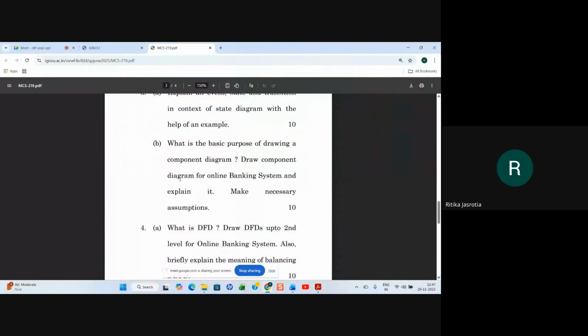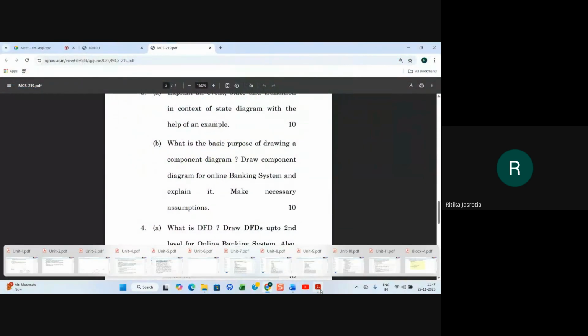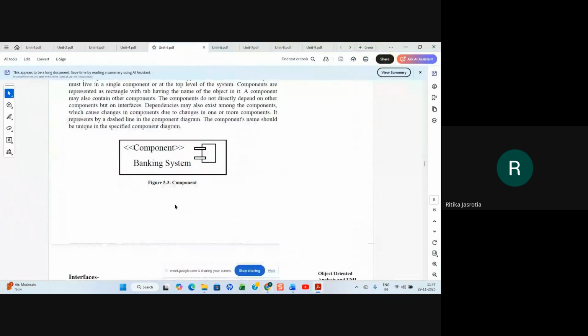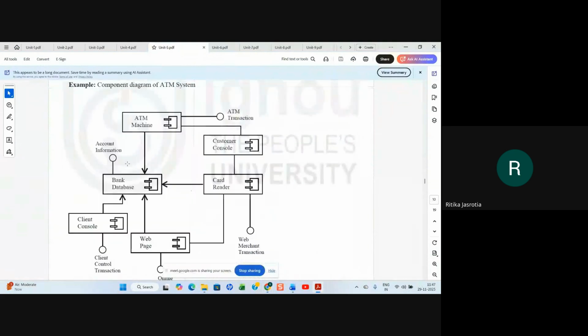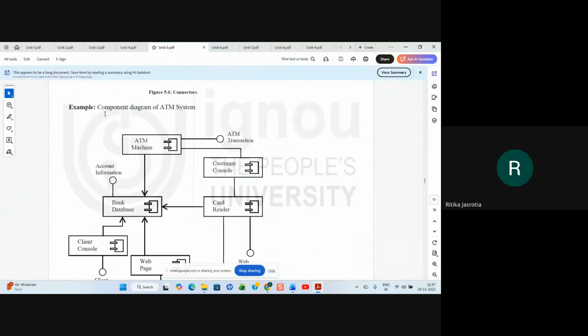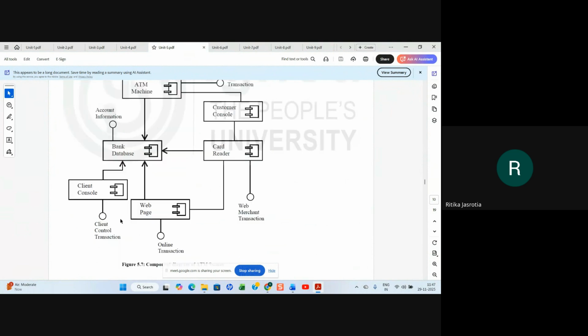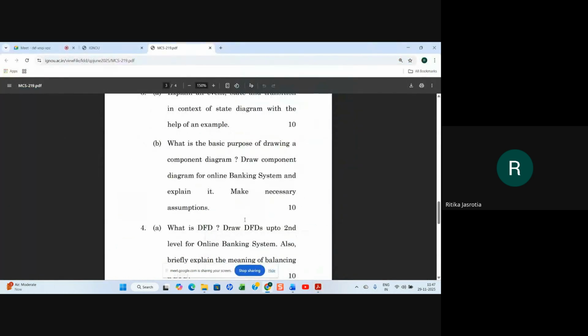And draw component diagram for online banking system. So that we have already seen for banking. You can make a component diagram for a banking system, like they have made for an ATM system. This is an ATM machine. This is a bank database, client console, web page. So they have made it for an ATM system. You can make it for a banking system also in a similar way.